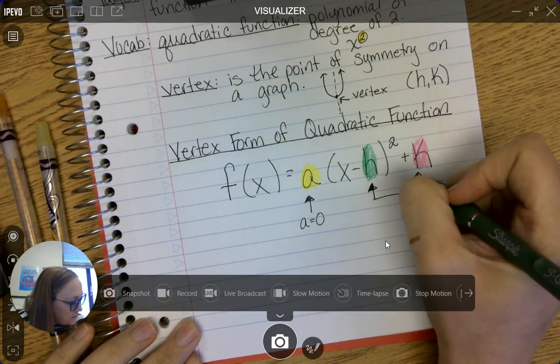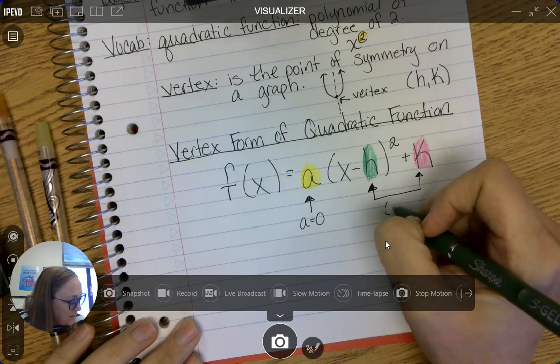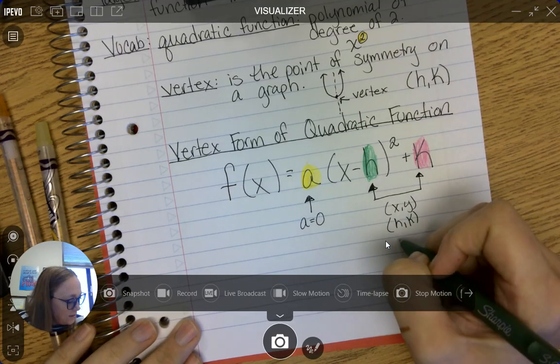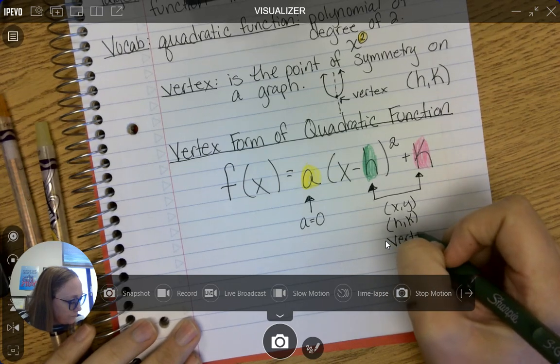All right, so these two are going to go together because that is my x and y, my walk and climb, but we're calling it h and k. This is our vertex.